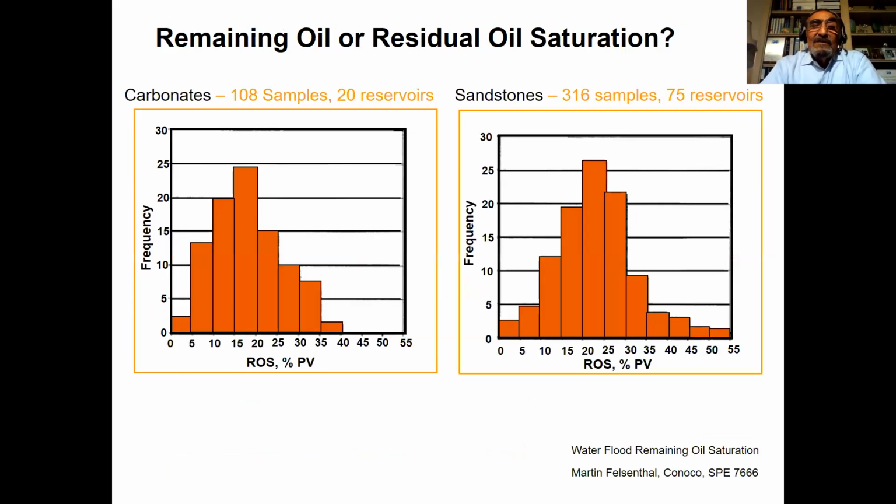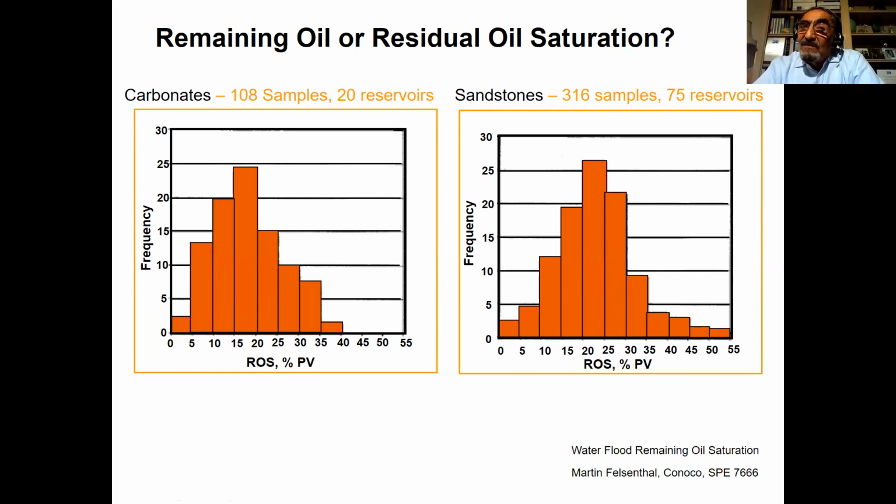And so this is an example of a couple of fields where ConocoPhillips measured remaining oil saturation in carbonate reservoirs, 108 samples, 20 reservoirs, and sandstones, 316 samples, 75 reservoirs. You could see there is a residual oil saturation from 5% to 40%, and here to 50%. These are variations of the oil that is going to be left behind in these reservoir rocks. And so it has a major impact.